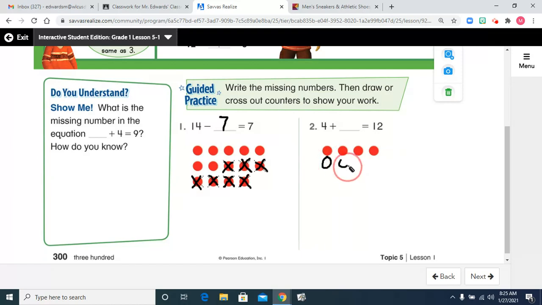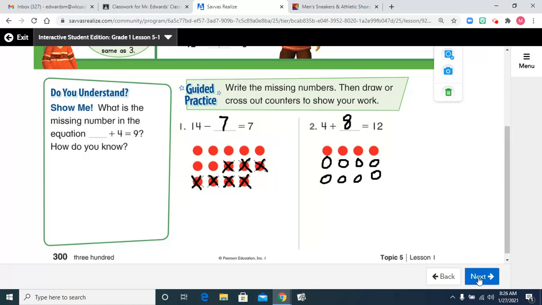5, 6, 7, 8, 9, 10, 11, 12. Okay, so now we have 12 in all. All we have to do is figure out how many more we added. Okay, so let's count our black ones here. 1, 2, 3, 4, 5, 6, 7, 8. So now we know that 4 plus 8 more equals 12.